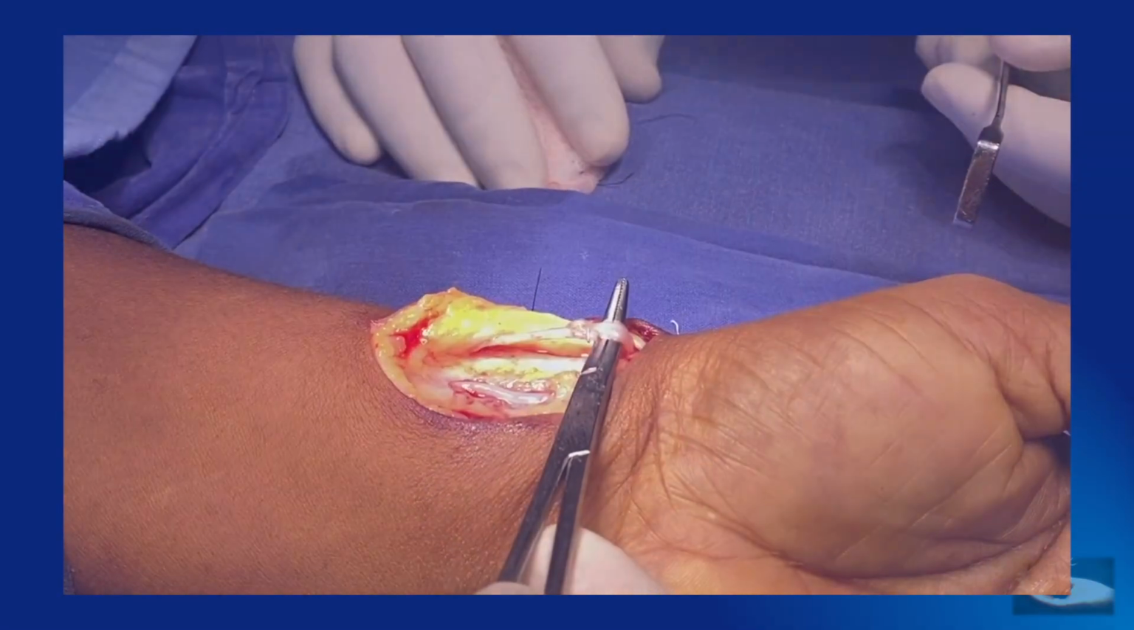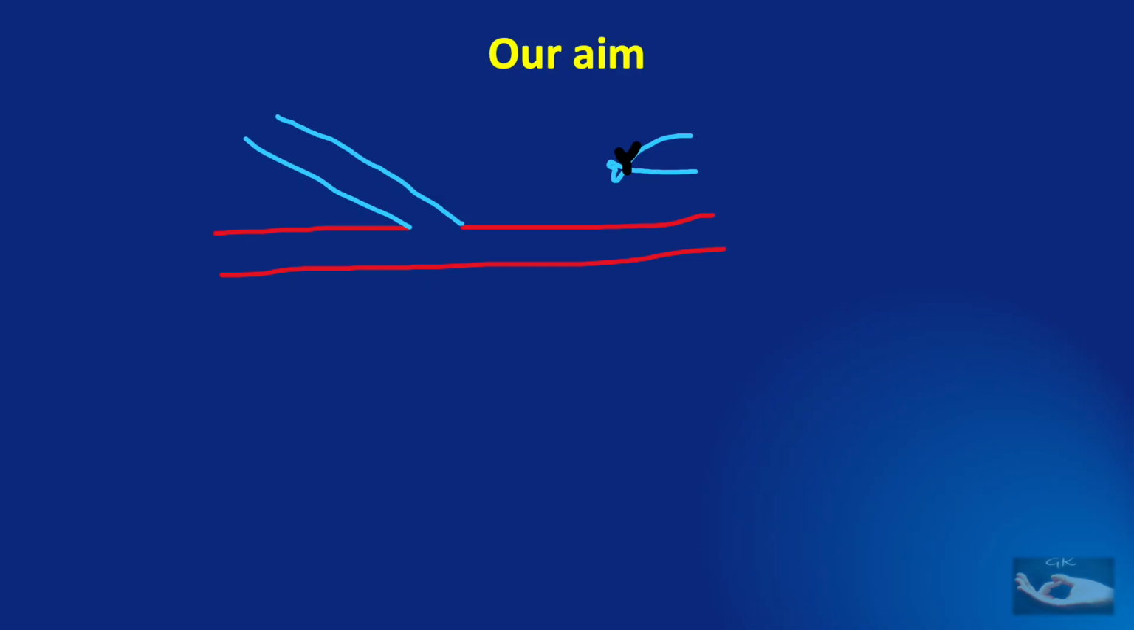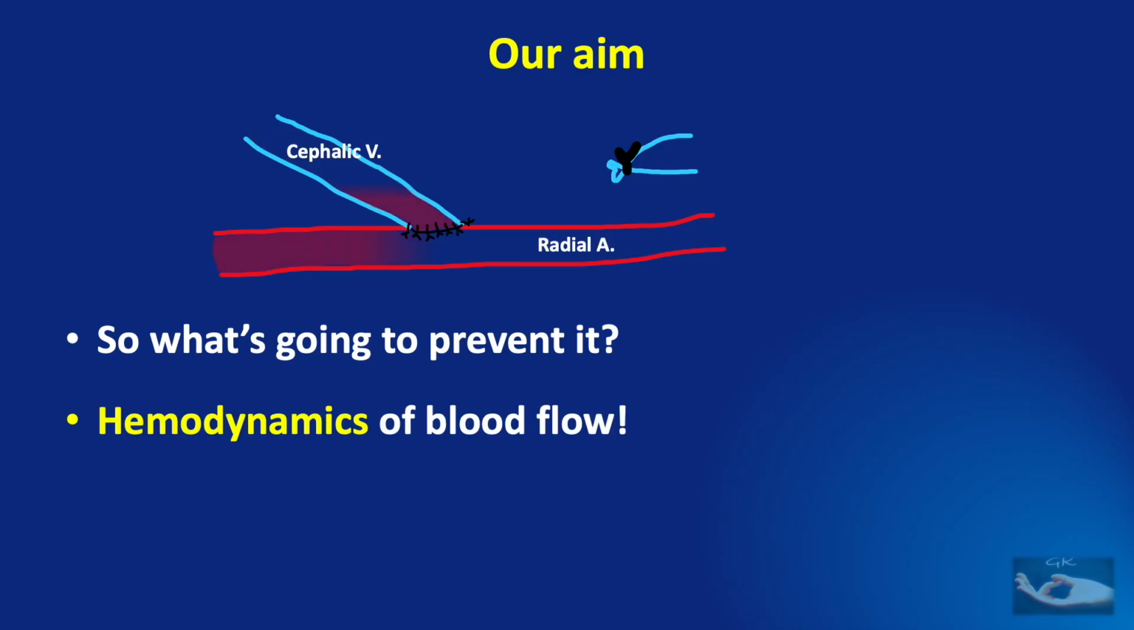How does this kind of flow occur? And especially when it is a distal AV fistula for vascular access and chronic kidney disease, what is it that ensures success? Our aim when we do an end-to-side anastomosis of the radial artery with the cephalic vein just proximal to the wrist, we are hoping for a blood flow like this. So what's going to prevent it? The hemodynamics of this blood flow. So we must understand the hemodynamics before we go ahead with performing an end-to-side distal AV fistula for vascular access.